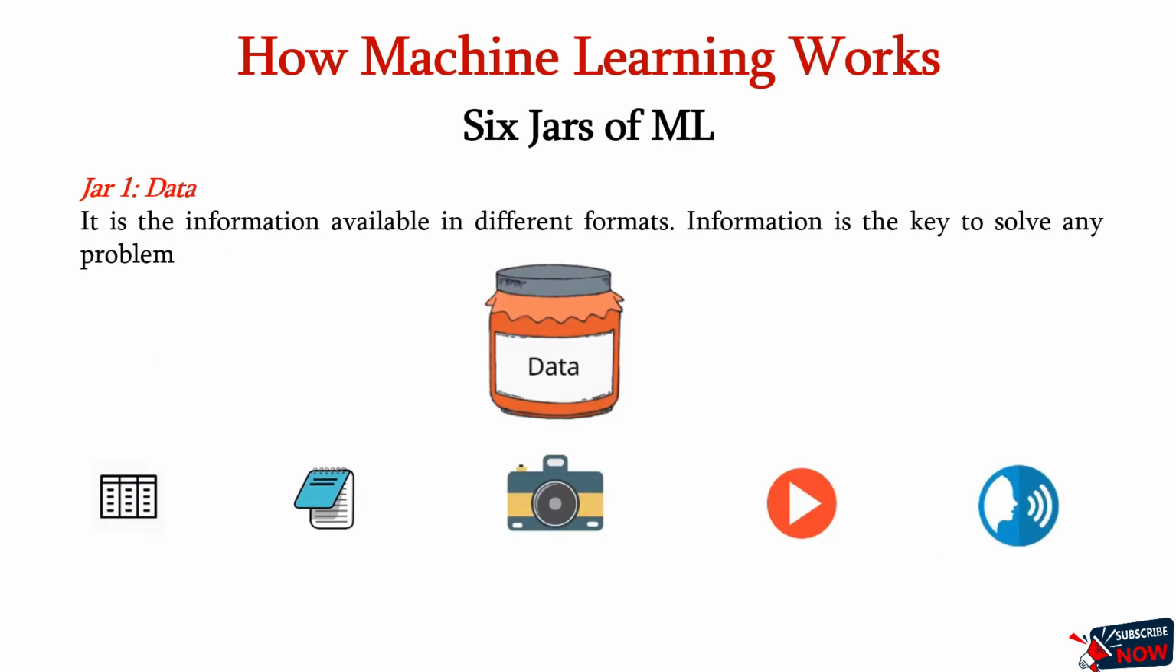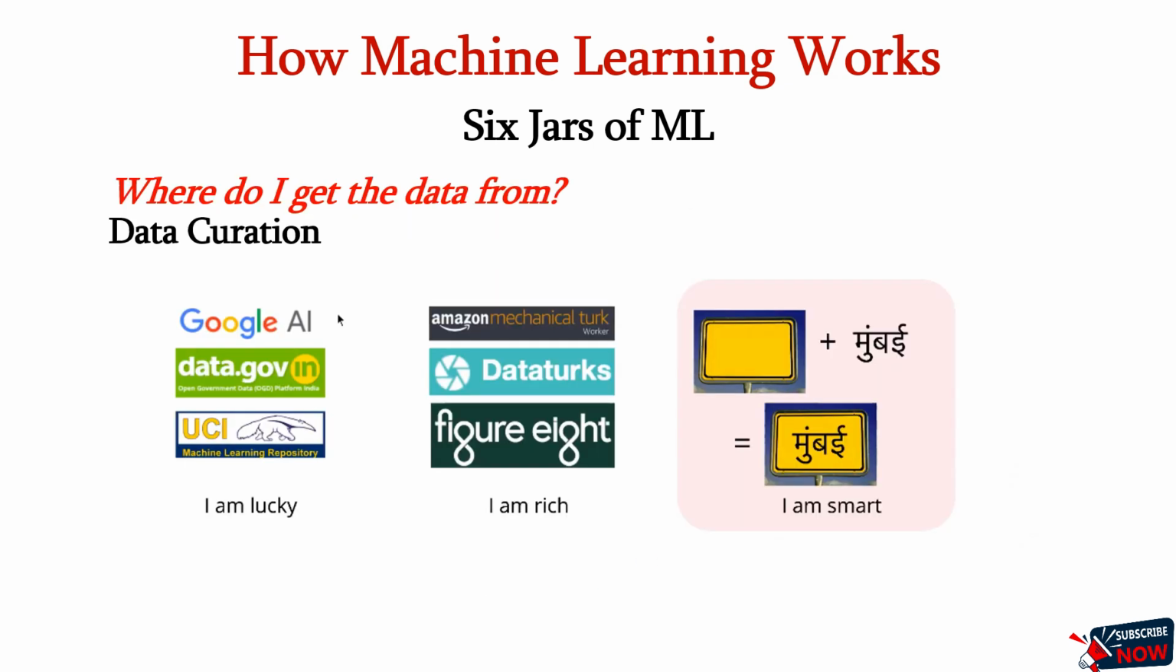Jar 1 is data. It is the information available in different formats like table, text, image, video, audio, etc. Information is the key to solving any problem. Where do we get this data from? If we are lucky, we can get it for free. If we are rich, we have to buy it. If we are smart, we can create our own data set.